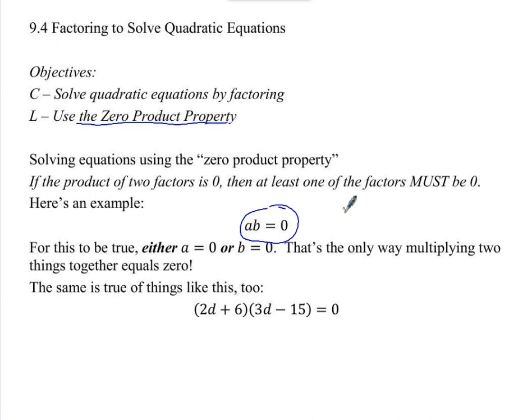What if both of them are 0? Then you still get 0. But something in there has to be 0 in order for this to be true. And that's what the zero product property actually says. If a product of two factors is 0, then at least one of the factors must be 0. Then down below, for this statement right here to be true, either A equals 0 or B equals 0. They both could be 0, but for sure one of them is 0. That's the only way to multiply two things together to get 0.